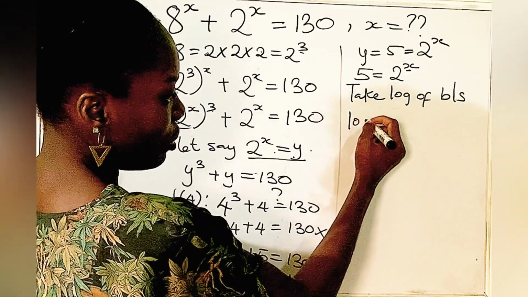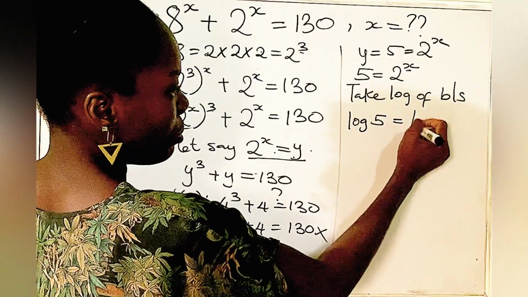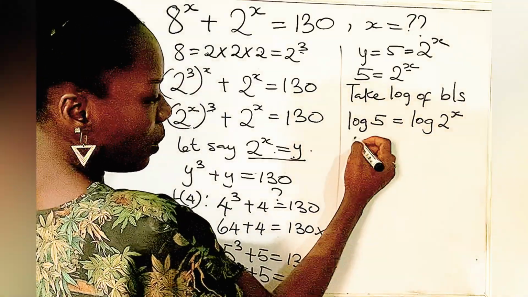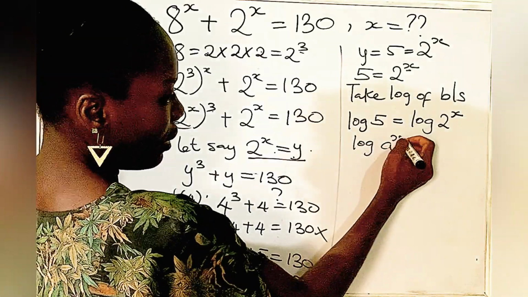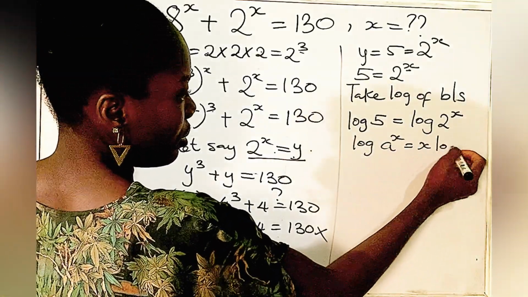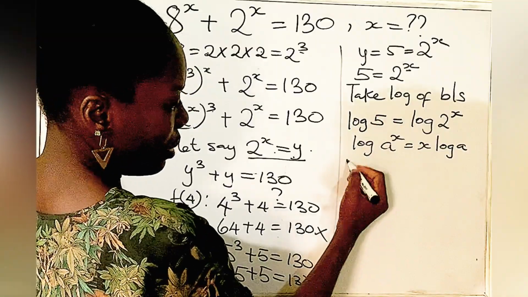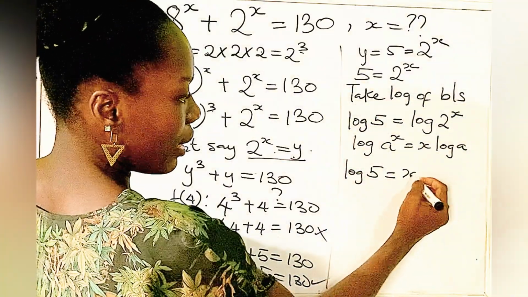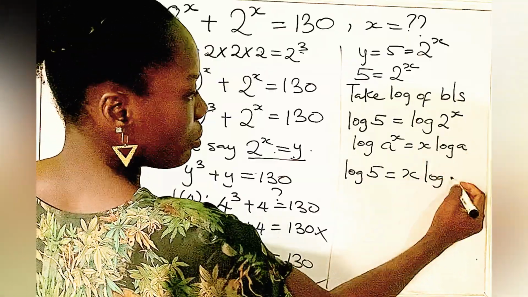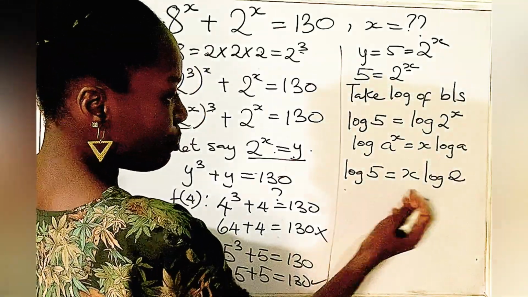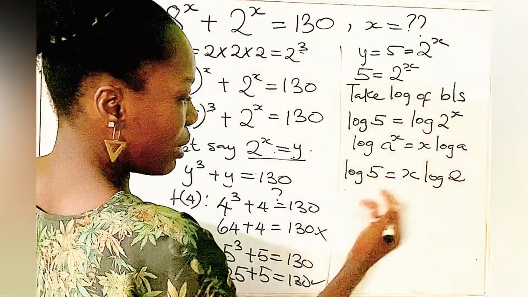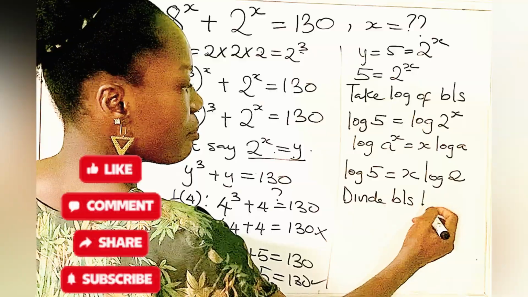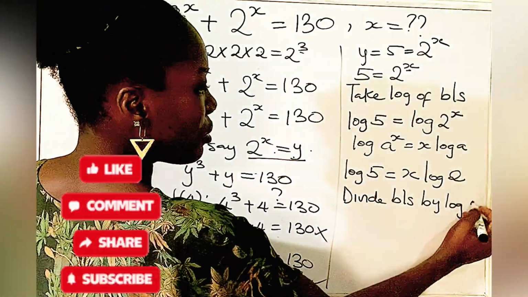Okay. So we have log 5 is equal to log 2 to the power of x. Now, when you have log a to the power of x, it's the same thing as x log a. All right. So here we have log 5 is equal to x log 2. So let's divide both sides. We're looking for the value of x. We're going to divide both sides by log 2.